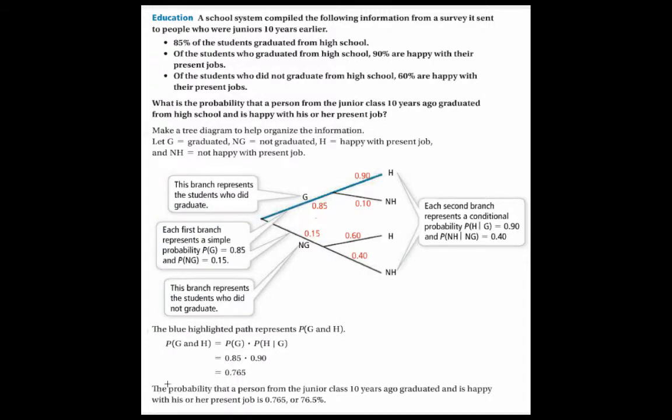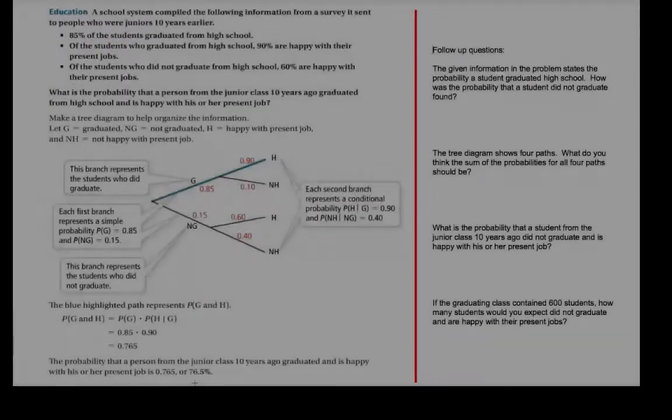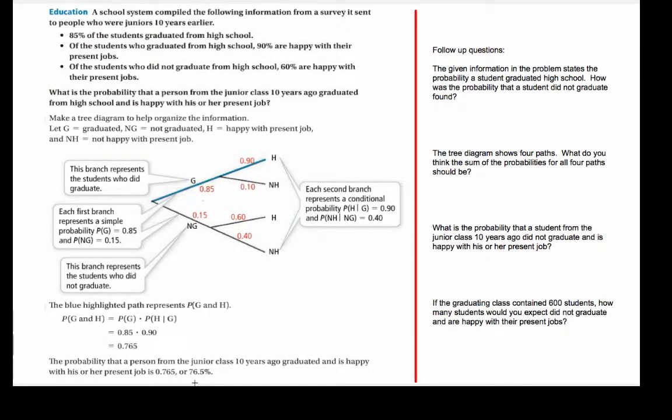So the answer to the question, the probability that a person from the junior class 10 years ago graduated and is happy with his or her present job, is 0.765 or 76.5%. But again, the key is right here. This is what we're talking about, using this formula.